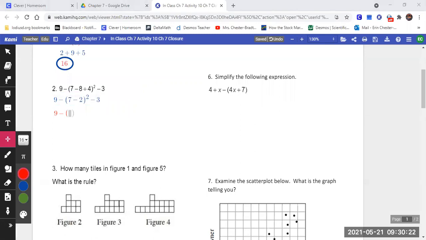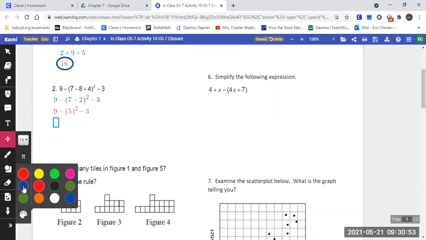Do the math for the parentheses. What do we get? 5. Okay, so that says 5. Close it. Shift 6, second power, minus 3. Now, is the parentheses completely cleaned up as good as we can get it? The insides as simple as it can be? Yes, so now we have to handle the exponent.